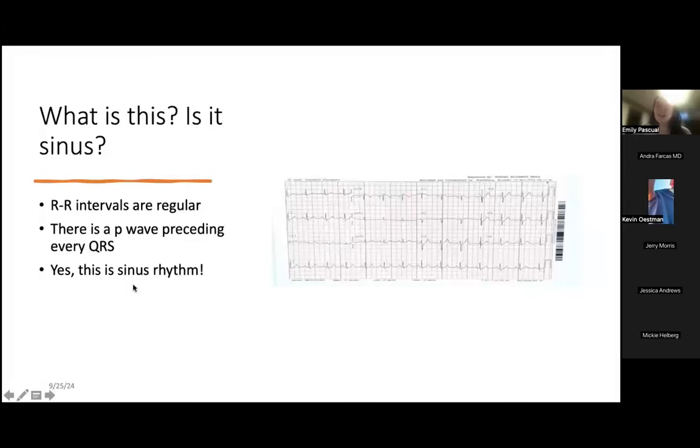In terms of this EKG, this definitely looks like sinus rhythm. If you were to take calipers and measure, the R to R intervals are all regular. There's a P wave before every QRS. So this is a textbook sinus rhythm EKG.